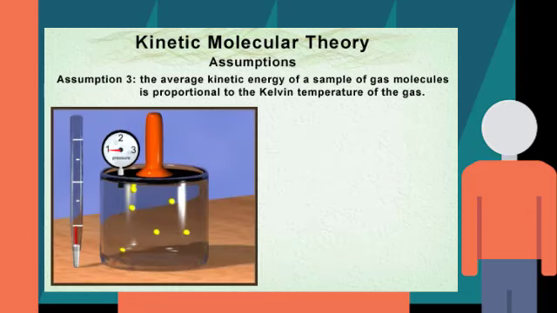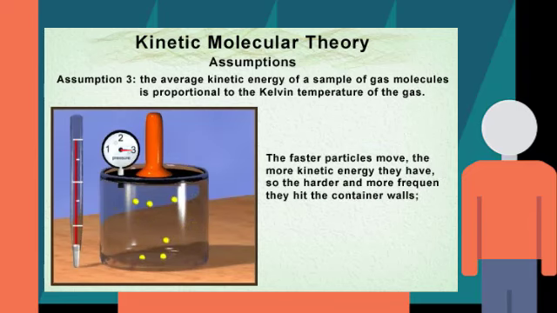The kinetic molecular theory assumes that the average kinetic energy of gas particles is proportional to the Kelvin temperature of the gas. Can you see how this explains why the pressure exerted by gases depends on temperature? The faster the particles move, the more kinetic energy they have, so the harder and more frequently they hit the walls of the container, and therefore the more pressure they exert.